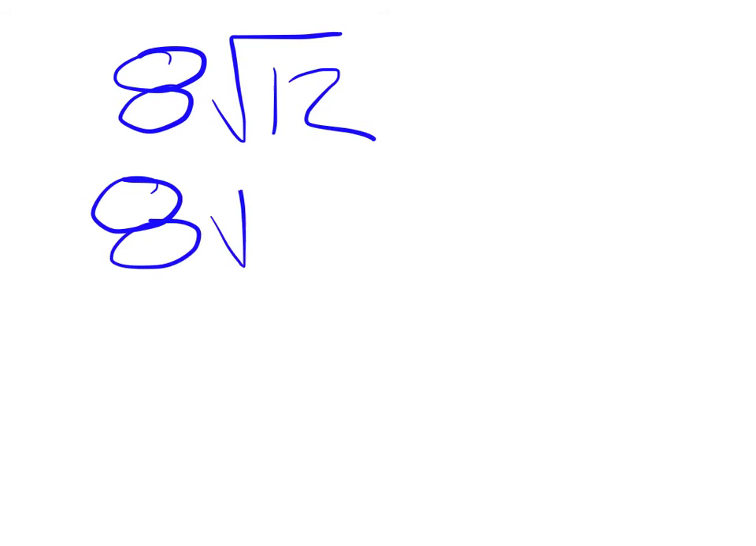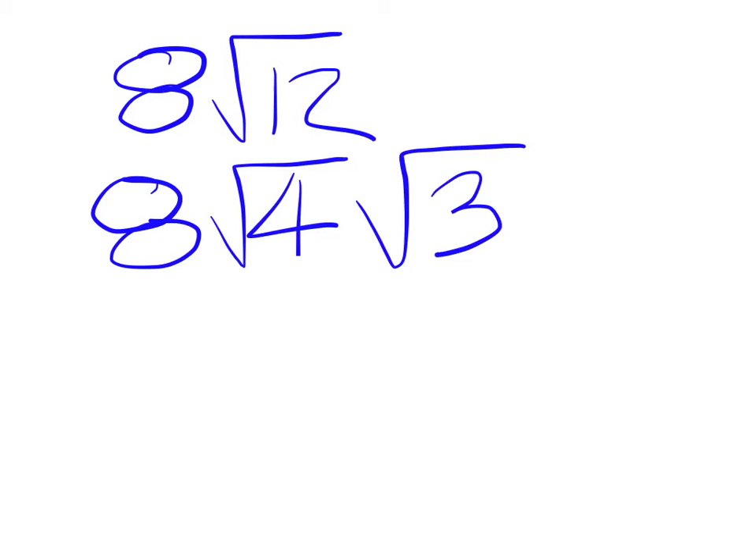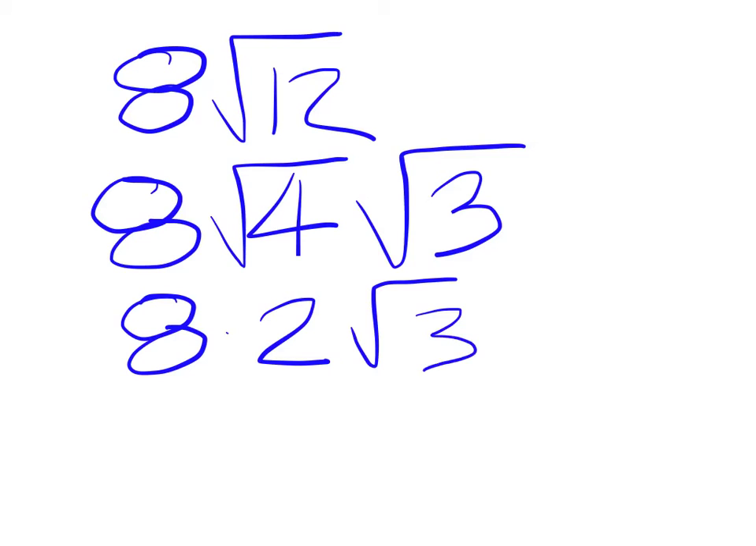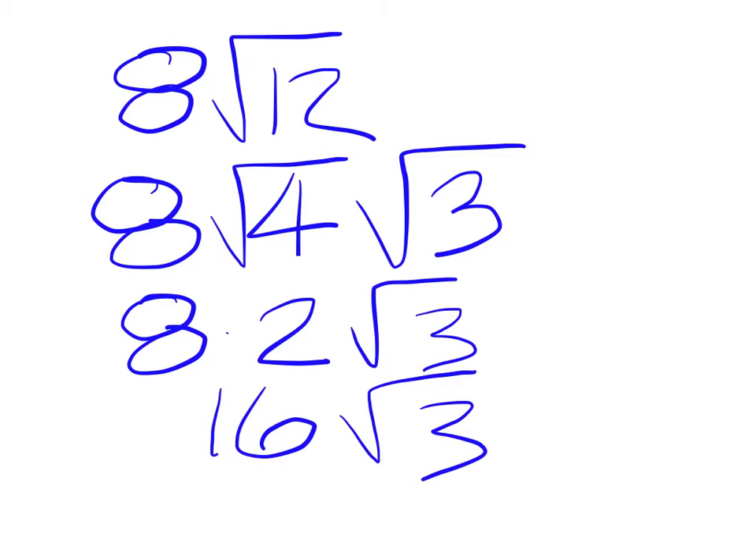If I had 8 square root of 12, and I know that the square root of 12 can break up, then I keep the 8 and I break up the square root of 12 into 2 square roots. The highest perfect square that comes out of 12 is 4. And what do you multiply 4 by to get 12? 3. The square root of 4 is 2. So 8 times 2 is 16. 16 square root of 3 would be the answer.